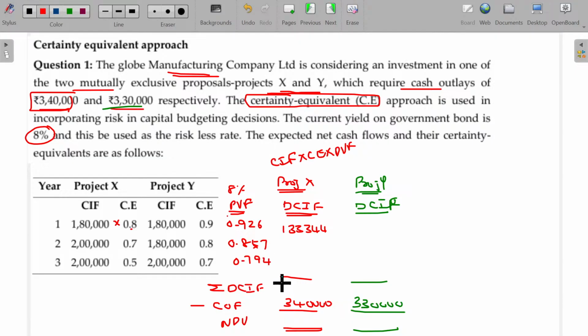Okay. Similarly, for year 2 and year 3, 1,19,980. The next year, 79,400. Overall value being 3,32,724. Your NPV in this case being negative 7,276. So it should be rejected.